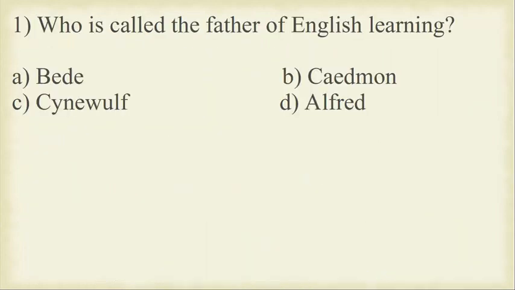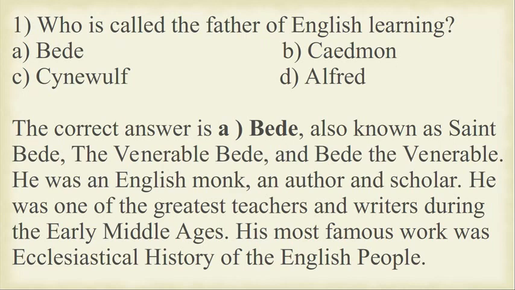Question number 1. Who is called the father of English learning? Option A. Bede, Option B. Caedmon, Option C. Beowulf, Option D. Alfred. The correct answer is A.